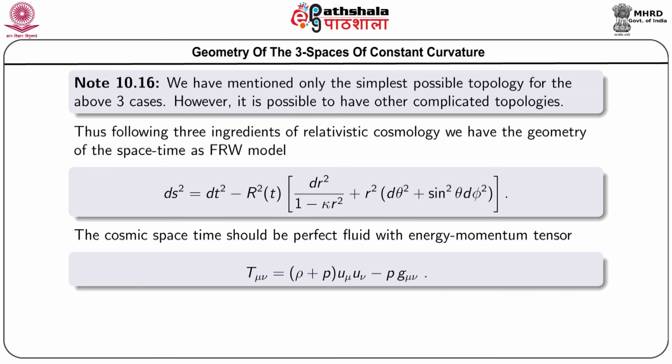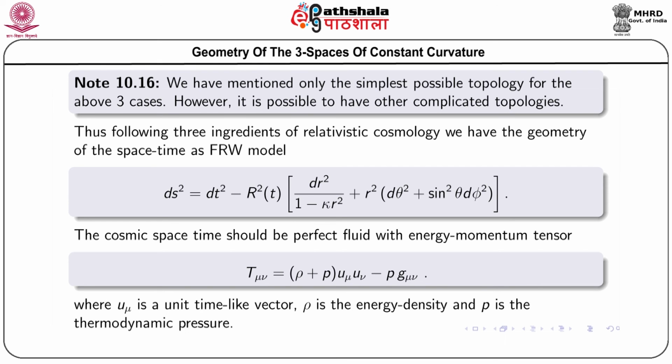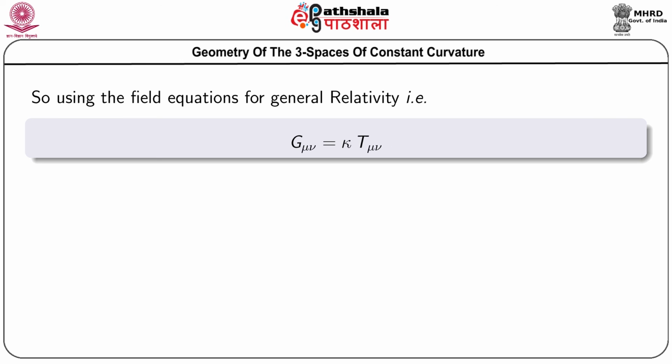And we have discussed in our earlier modules what a perfect fluid space time is, where u mu is a unit time-like vector, rho is the energy density and p is the thermodynamic pressure. So, with this T mu nu, Einstein's field equation for general theory of relativity is this one, G mu nu equals kappa T mu nu. These things we have learned.